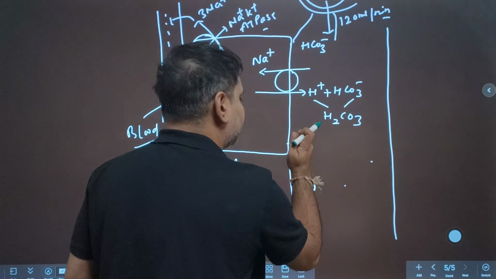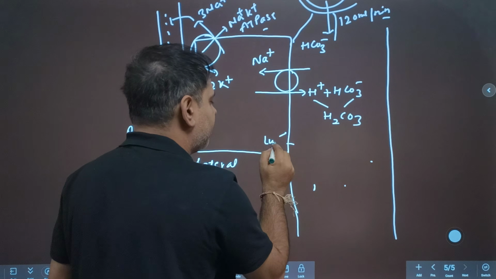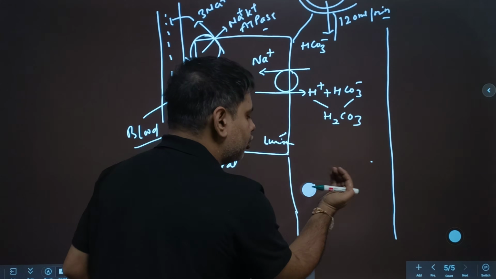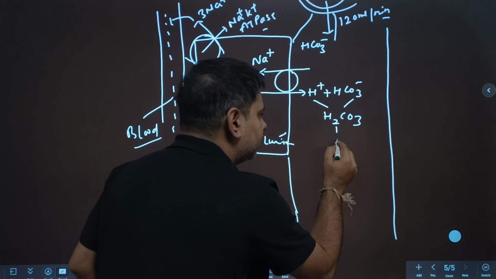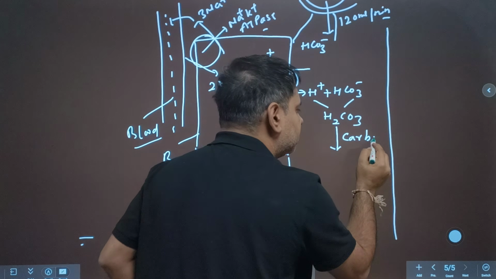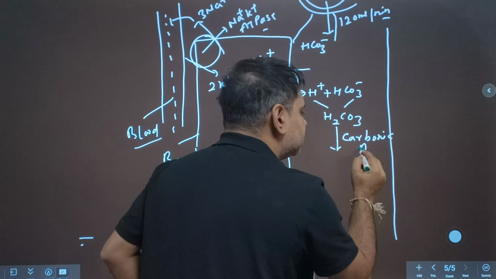This is your luminal side, and this one is your basolateral side. This carbonic acid, H2CO3, there is an enzyme, that enzyme we call carbonic anhydrase.